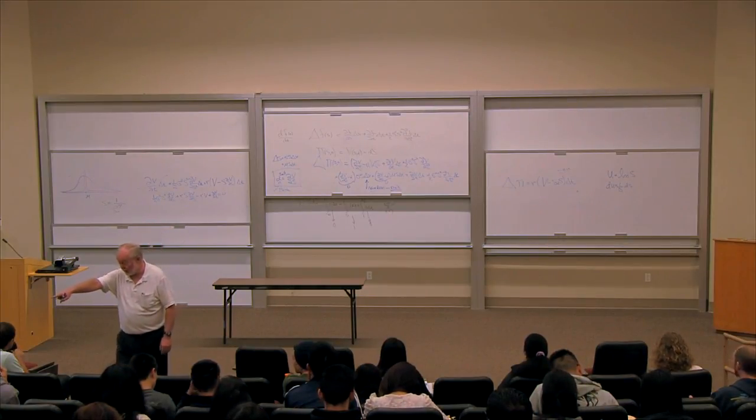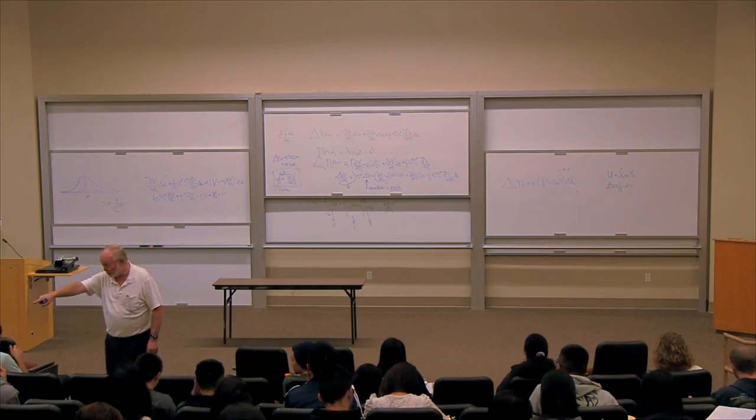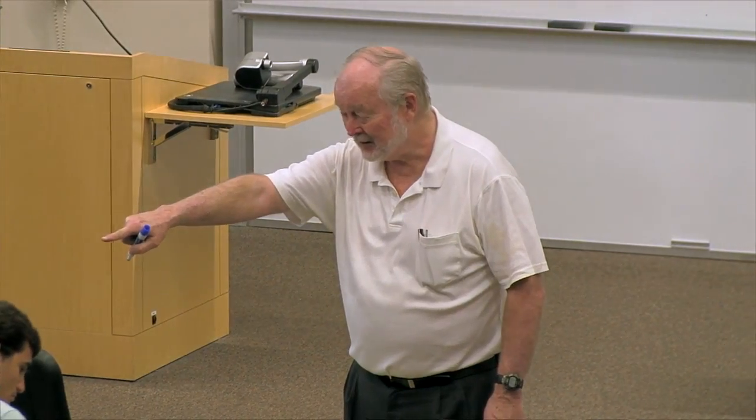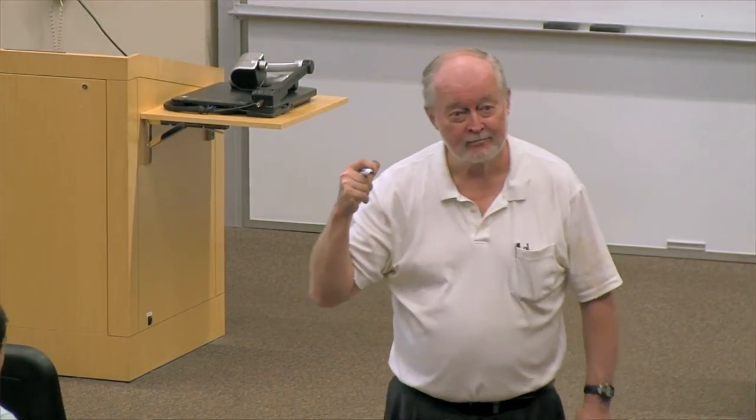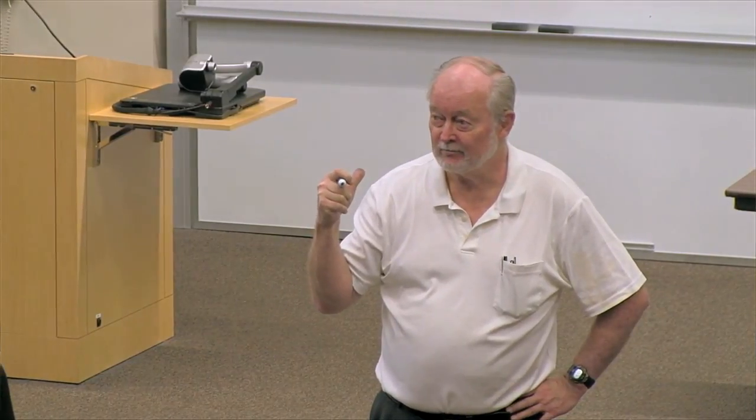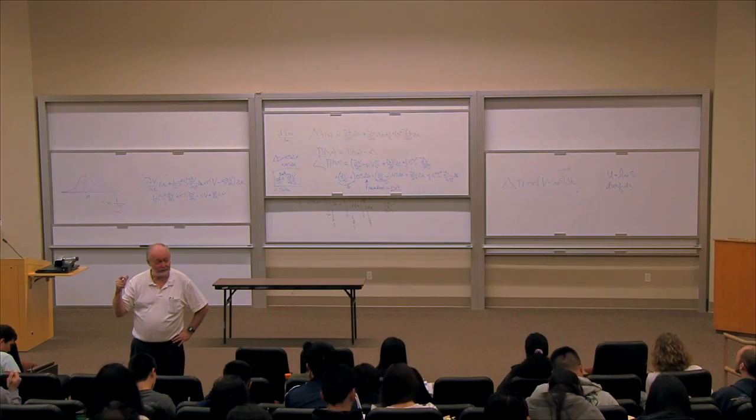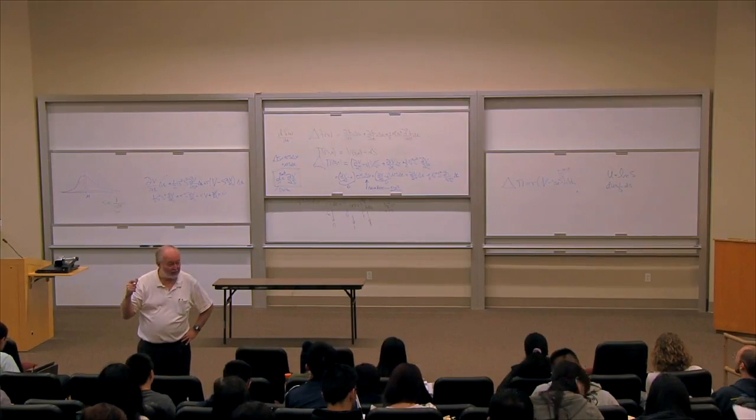And if you had discovered that, you would have got a Nobel Prize. That's the Black-Scholes equation. That is the Black-Scholes equation. That's all there is to it. See how easy it is to derive?